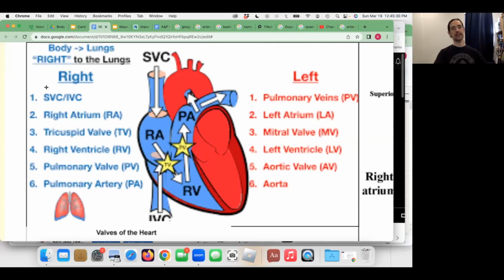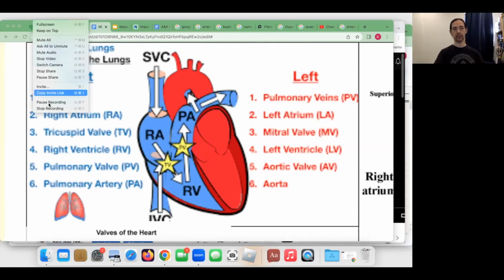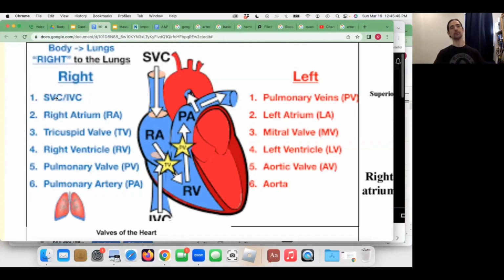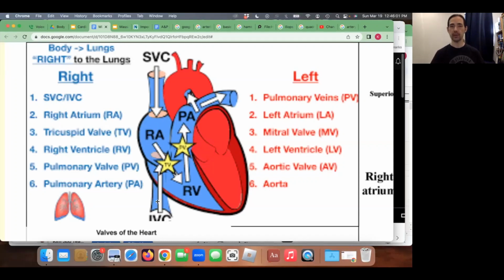So on the right side, it goes from the SVC and IVC, that's superior vena cava and inferior vena cava. I'm paranoid, so I'm going to make sure I'm still recording. Superior vena cava, inferior vena cava, into the right atrium. The superior vena cava is the body's biggest vein. Inferior vena cava is also the body's biggest vein. There are two branches, the superior and the inferior. Guess why there are two branches, a superior and inferior? Emmy.